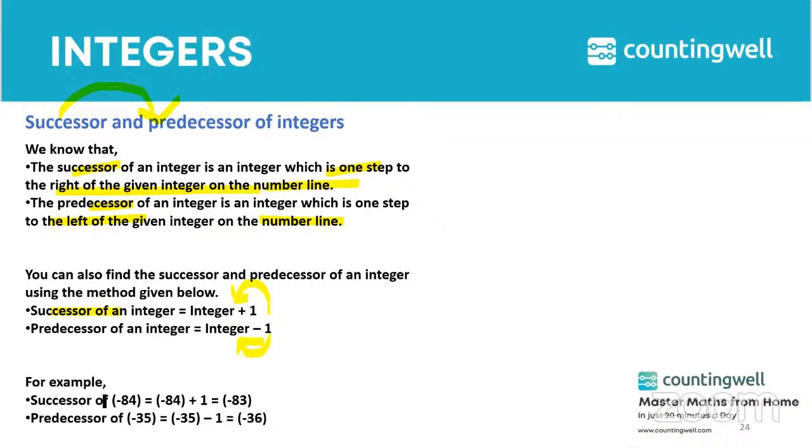integer. For example, successor of minus 84 is obtained by adding 1, which is minus 83. Predecessor of minus 35 is obtained by subtracting 1 from minus 35. So we have minus 36.